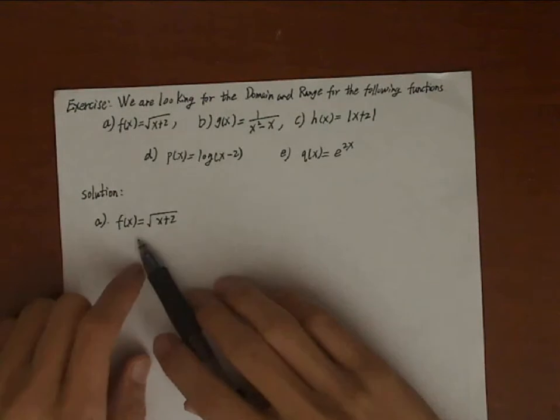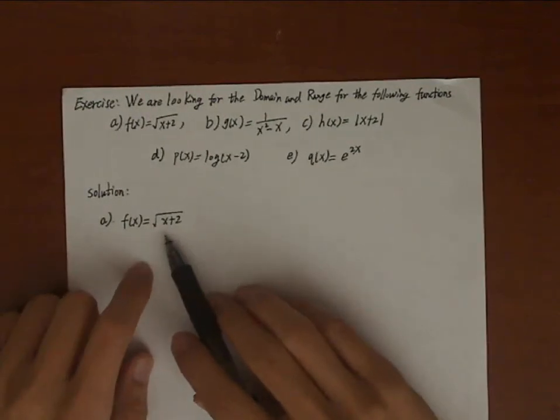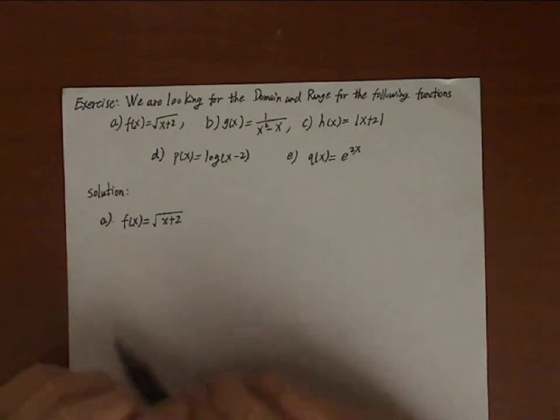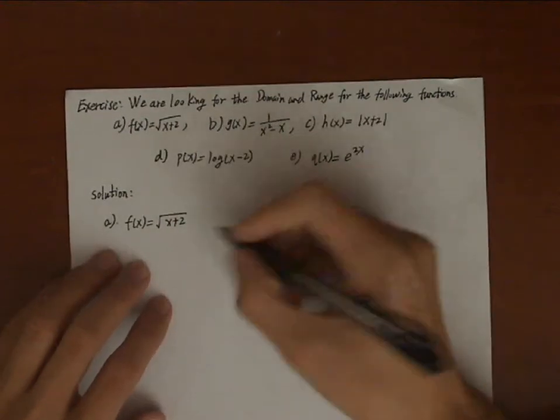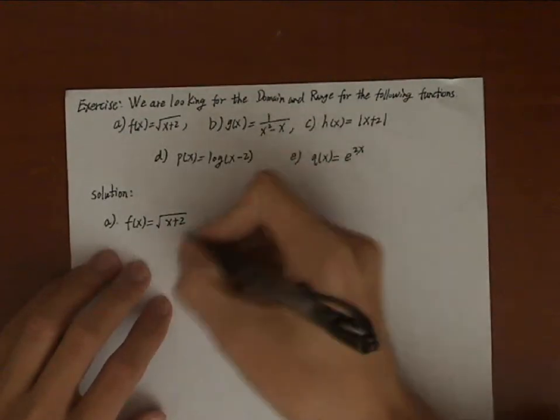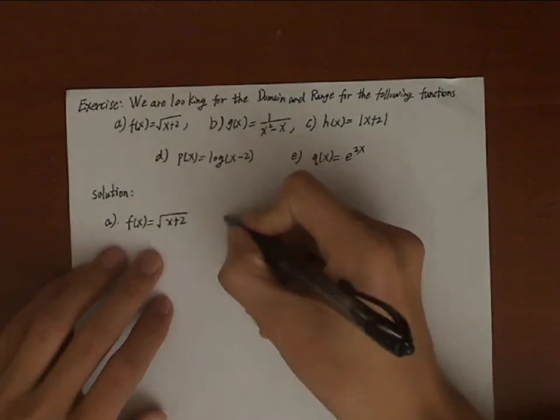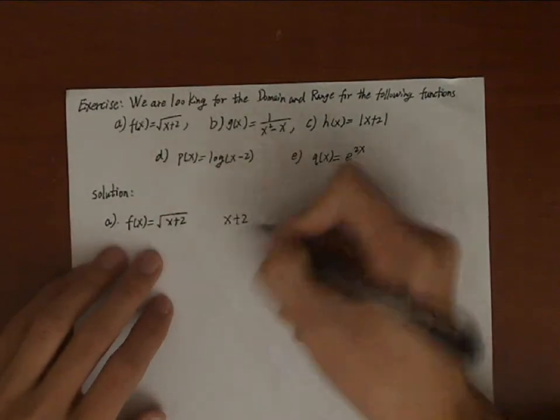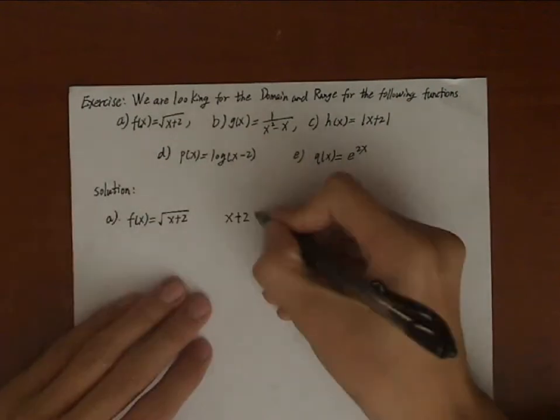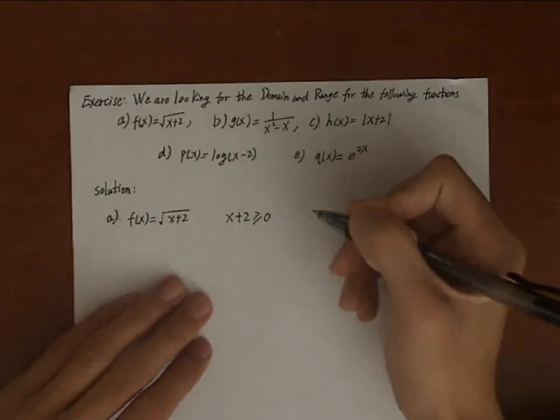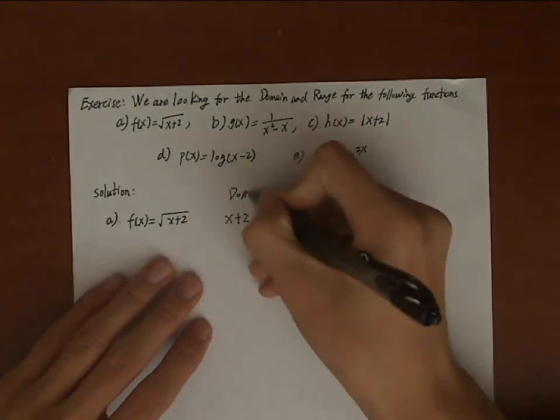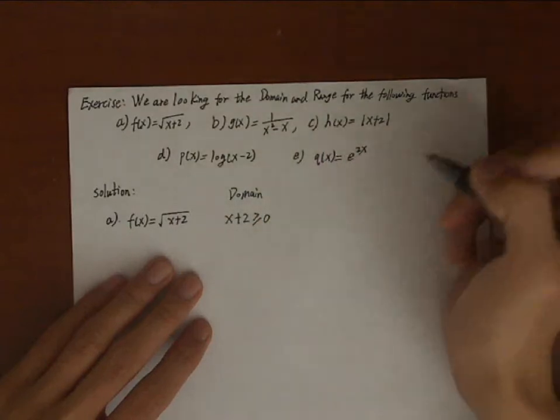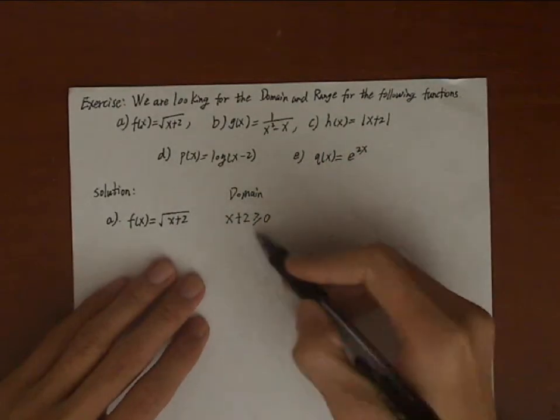Let's start with the first one, the function with the square root. The property of the square root is that anything under the square root, this whole part x plus 2, should be greater than or equal to 0. Those are the restrictions for the domain, because it's the x in here.